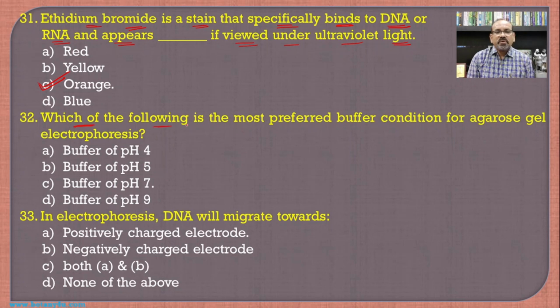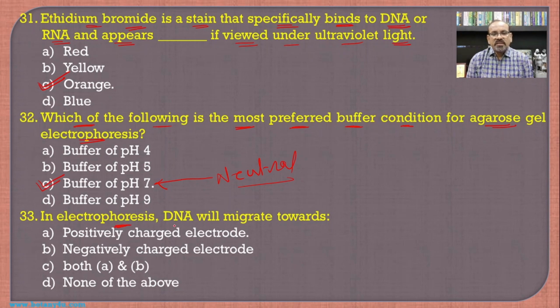Then which of the following is the most preferred buffer condition for agarose gel electrophoresis? In agarose gel electrophoresis, when we are using the buffer solution, it should be neutral, and hence the buffer solution with pH 7 must be used.